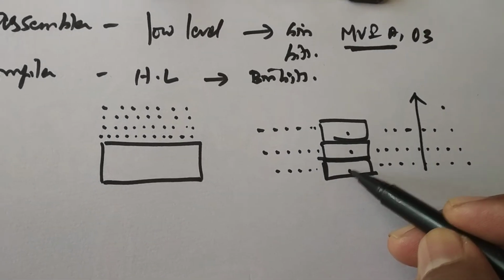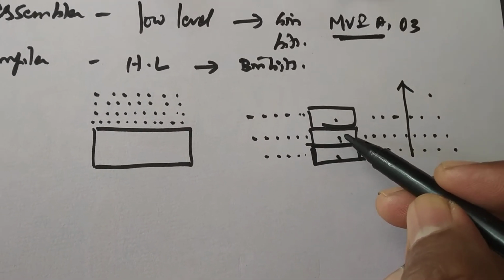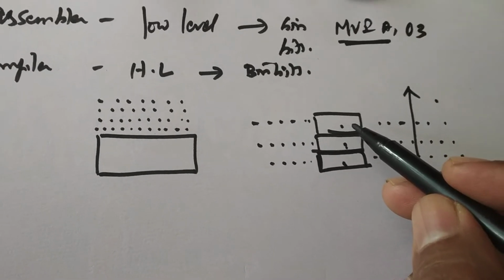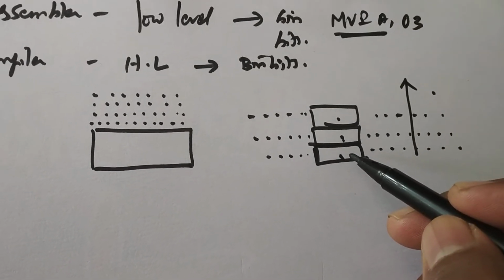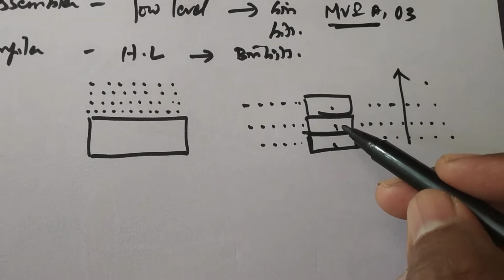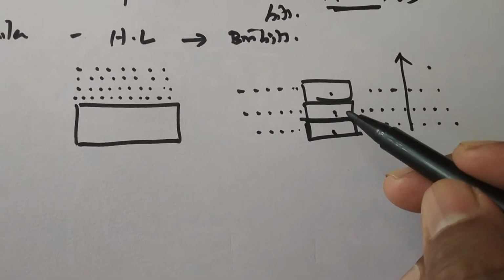Without the first stone I can't put the second stone. Without the second stone I can't put the third stone. I need the first stone. Without the first stone I can't even think of the second stone.